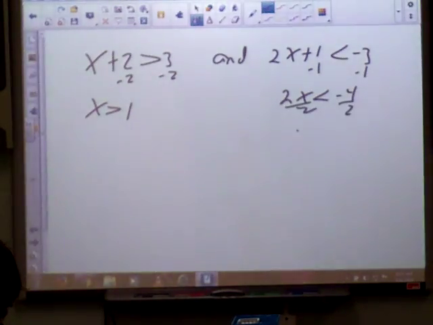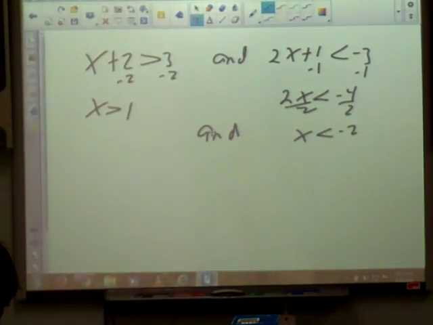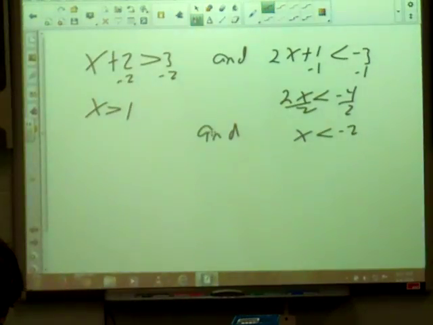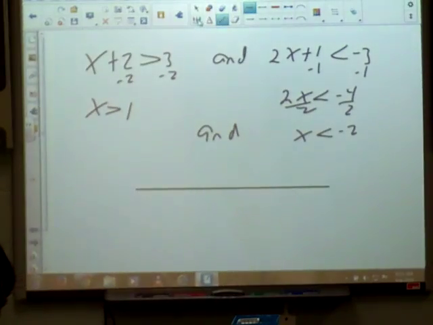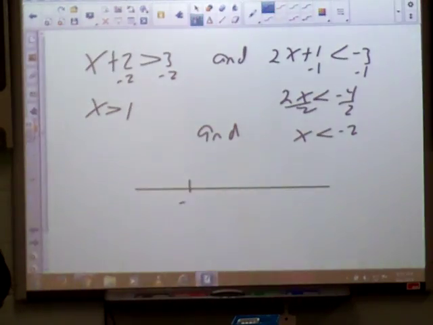Divide by 2, and x is less than negative 2. Okay, so I'm looking at x is greater than 1, and x is less than negative 2. If I look at that on a number line, negative 2 would be to the left, and 1 would be to the right. This piece says x is greater than 1, so I'd be going to the right of 1, right? This one says x is less than negative 2, so I'd be going to the left of negative 2.